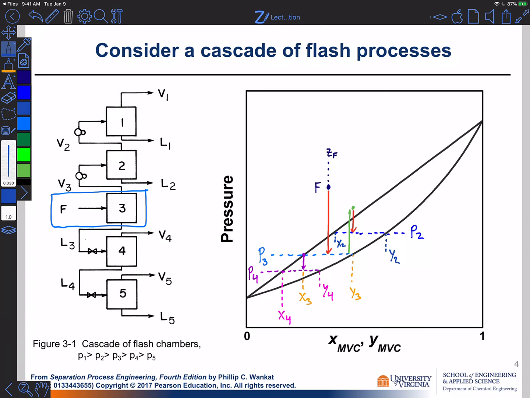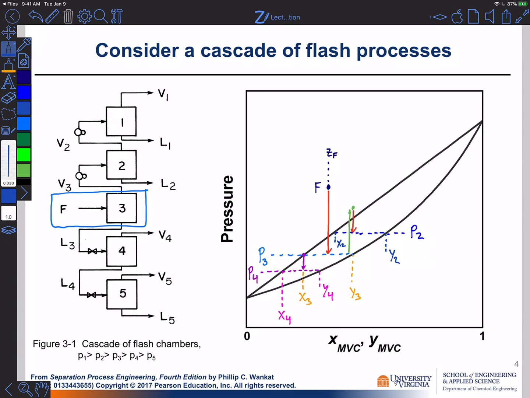And so we start to see that this idea of putting together a cascade process would allow us to basically enrich the less volatile component in the liquid phase and enrich the more volatile component in the vapor phase. In other words, the Y values are going to move to the right as you go up the cascade, and the X values are going to move to the left as you go down the cascade.